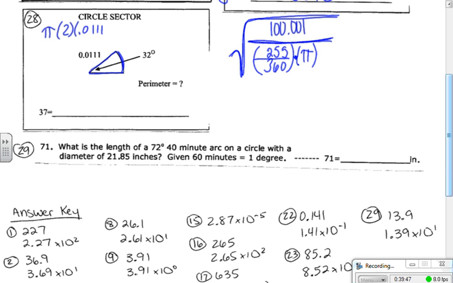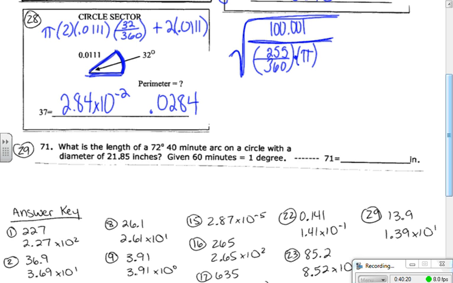And so we're going to multiply that by 32 out of 360. And that will get us the curved part of our perimeter. And then we want to add to that our 2 radii, which would be our diameter, but 2 times 0.0111. And we end up with a perimeter then of 2.84 times 10 to the negative second, or 0.0284.